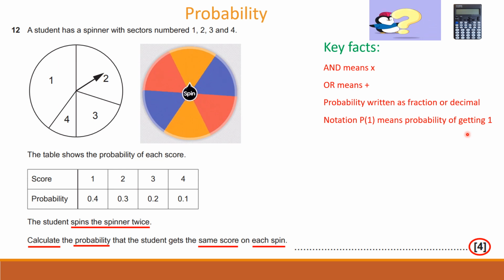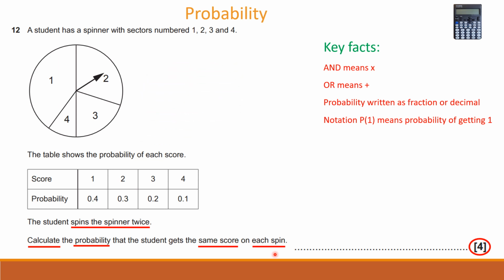Well done, guys. Hopefully you've managed to work out how to get the same score on each spin. So to start with, we're going to look at the probability of getting a 1 on both spins. So that's a probability of 1 on the first spin and a probability of 1 on the second spin. The probability of getting a 1 on the first spin is 0.4, and the probability of getting a 1 on the second spin is also 0.4.